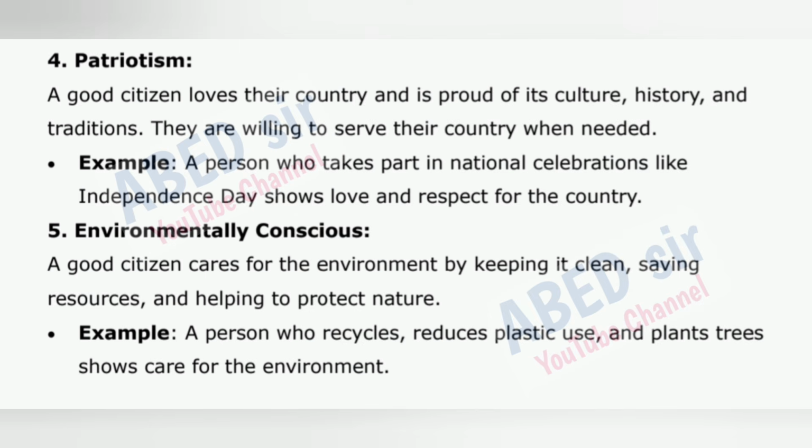5. Environmentally conscious. A good citizen cares for the environment by keeping it clean, saving resources, and helping to protect nature. Example, a person who recycles, reduces plastic use, and plants trees shows care for the environment.